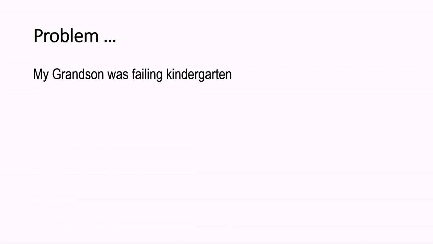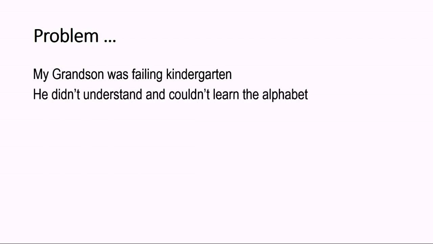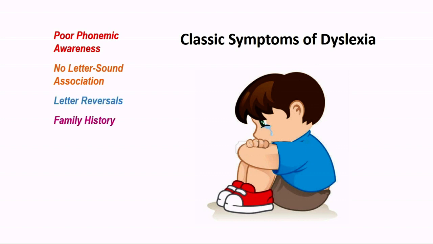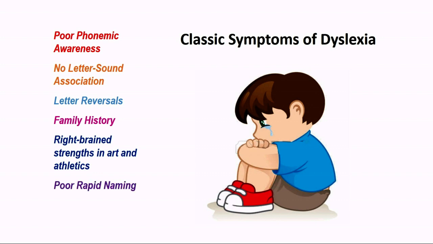Problem. My grandson was failing kindergarten. He didn't understand and couldn't learn the alphabet. He was showing classic symptoms of dyslexia: poor phonemic awareness, no letter sound association despite lots of teaching, letter reversals, family history, right brain strengths in art and athletics, poor rapid naming skills, and corpus callosum deficit verified at age 9.